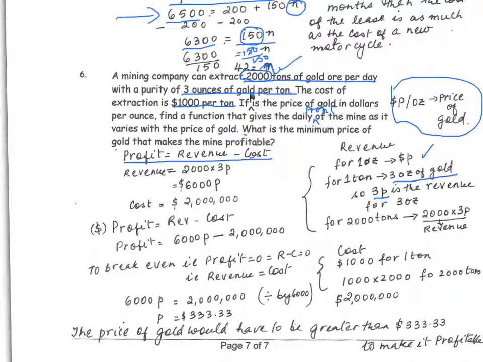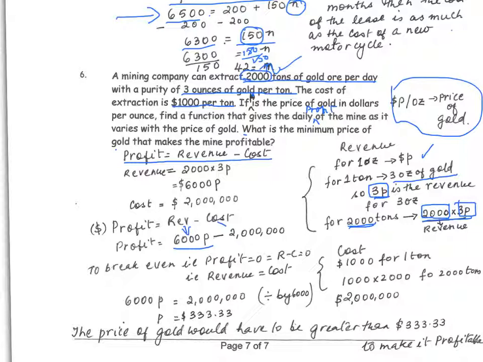for 1 ton. But in a day, we're going to extract 2,000 tons of ore. So 2,000 times 3 times P would be the revenue for that entire day in this particular mine. So for 1 ton, it's 3P dollars. For 2,000 tons, it's just 2,000 times 3P dollars. So that is our revenue. 2,000 times 3P is equal to 6,000P, so that's revenue.